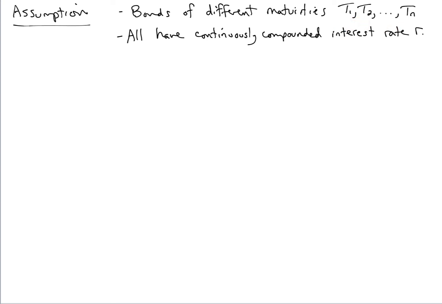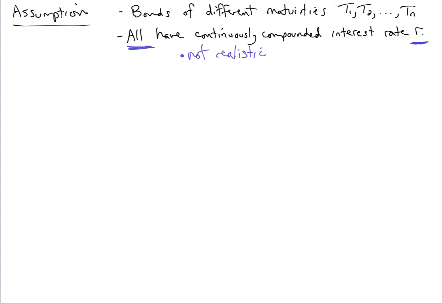And we assume that they all have the same continuously compounded interest rate R. And it's important that it's the same. There's no R sub i here. We're assuming they all have the same rate. And it's important to note, this is not a realistic assumption in terms of just the reality of bonds, where you'll have different rates for these different bonds.